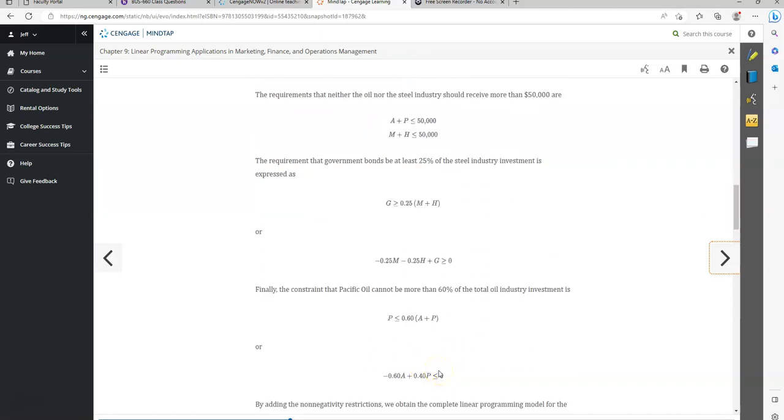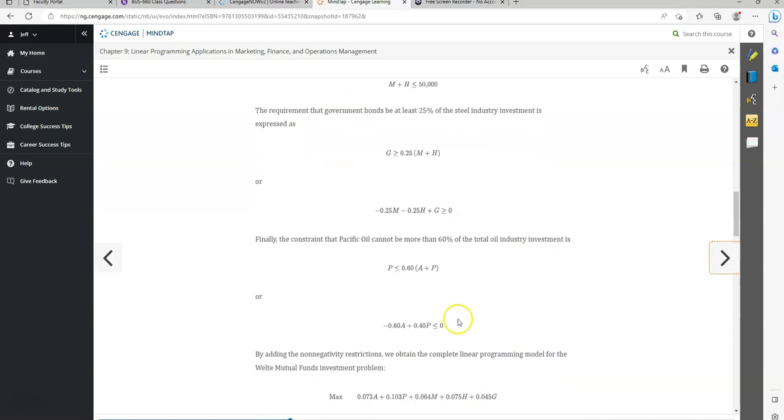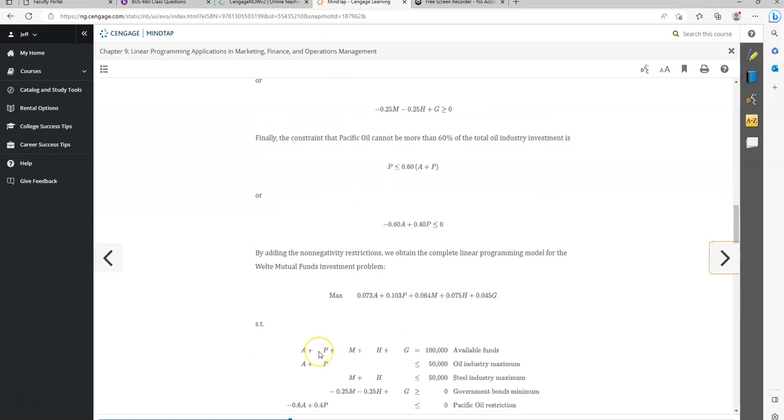This one is a little bit different when you get to the algebra here. Once I distribute this 0.6A plus 0.6P, when I subtract those from the left-hand side, I have P minus 0.6P. So that's how you come up with 0.4P. And then you have minus 0.6 times the amount invested with Atlantic.